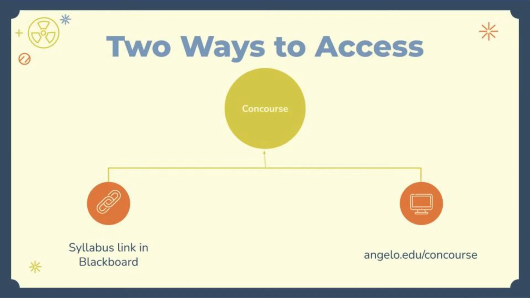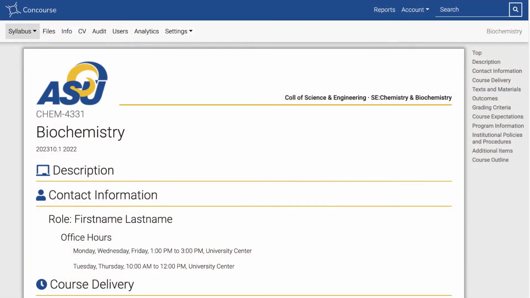So that web address is just angelo.edu/concourse, and you'll just use your ASU credentials if you log in that way. So either way, whatever is easiest for you and goes with your workflow, you can go ahead and do that to get to Concourse. So, all right, now that we are in Concourse, I will share my screen here so you can take a look at it.